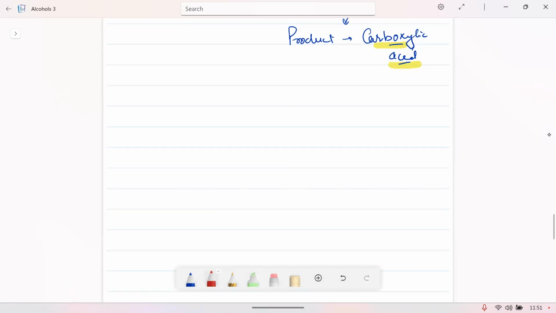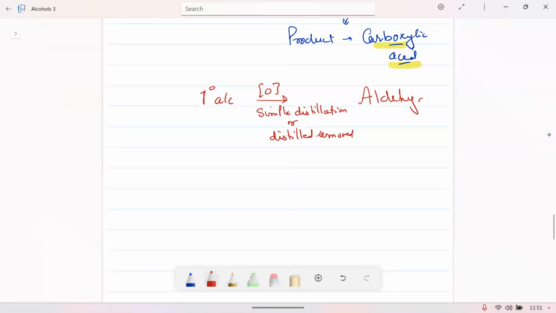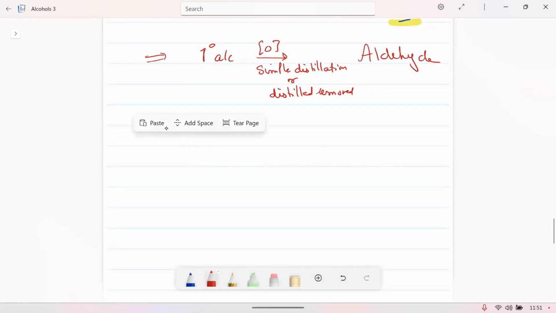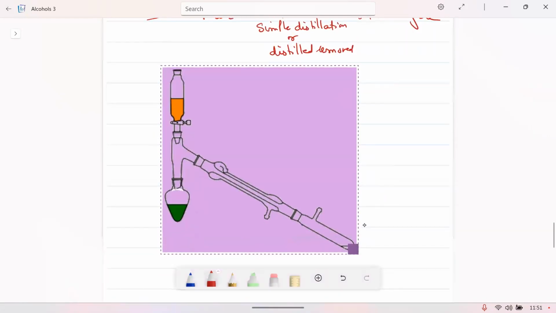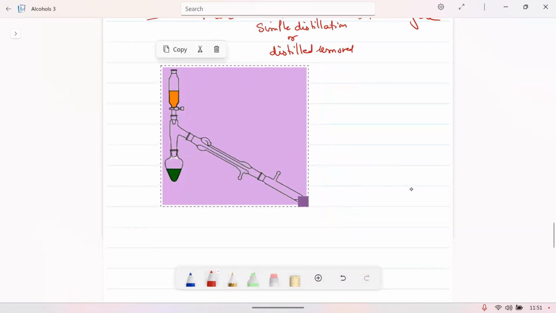Now, when they say the primary alcohol is oxidized under simple distillation, or distilled off meaning removed, then you end up with an aldehyde. Let's try to understand this. How do we carry it out? It is carried out like this. This is a simple distillation apparatus.